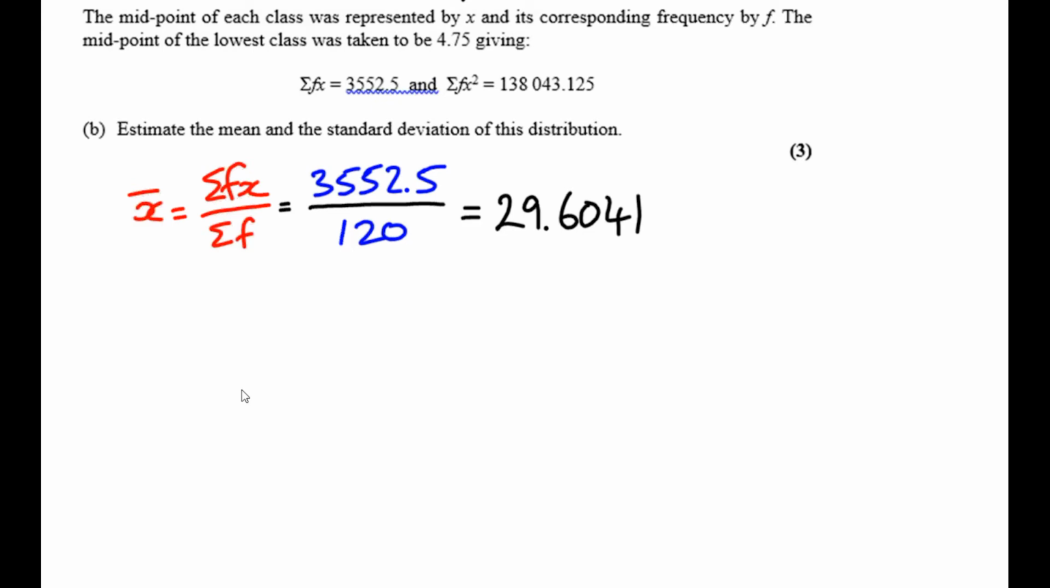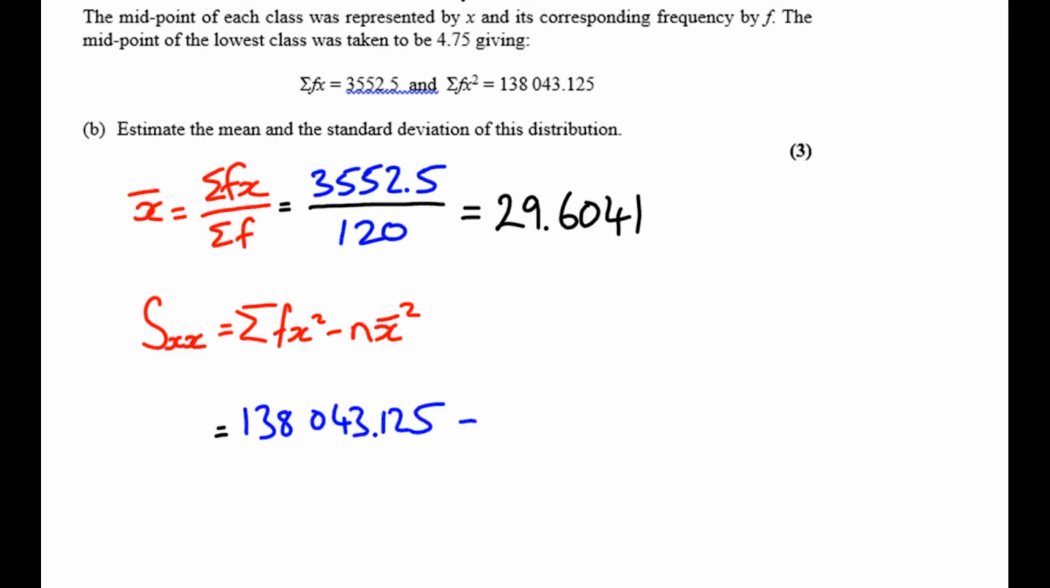Okay, so we also want to be able to find the standard deviation, the sample standard deviation we'll assume, and we're going to need to calculate Sxx. So the Sxx we know is the sum of fx squared minus n x bar squared. All right, nicely, we have all of these values already. So let's go ahead and slot them in. Sum of fx squared minus n, which is the same as the sum of f, so 120 times x bar squared. I'm actually going to use the fraction for x bar squared to maintain some accuracy.